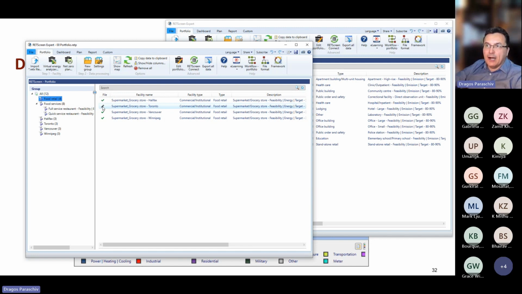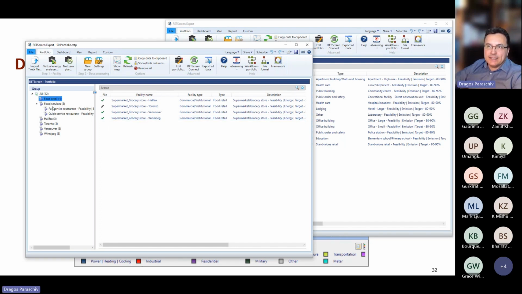That's how RETScreen portfolio tells me that the file is open, and I need to sync it with the portfolio file when I'm done with it and I close it. That's because the data is not stored in the portfolio file, the data is stored in the original file. The other three files are synced, so I'm okay with the data from those three stores.